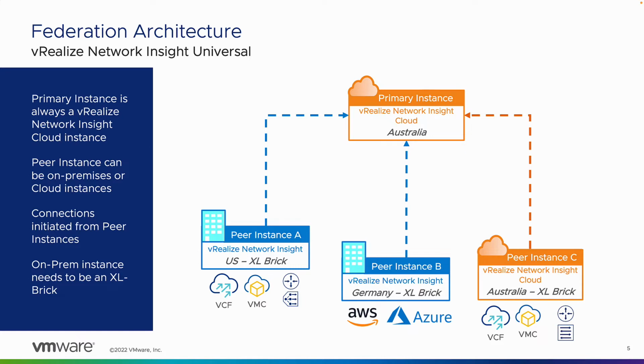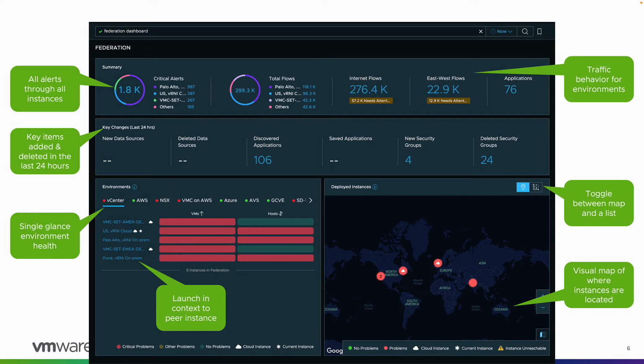And the peer instances, if it's an on-prem instance, it always needs to be an XL brick, which is the extra large sizing model of the platform appliance that you deploy on-prem. So once you've set that up, you get the Federation dashboard, which I was referring to a little bit, and I'll show you this live in a demo just to make it a little bit more dynamic.